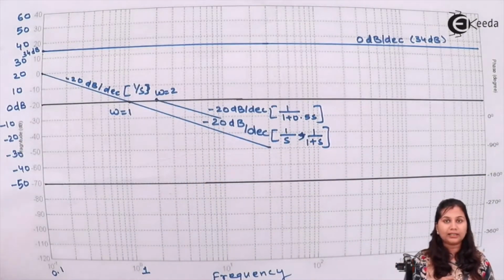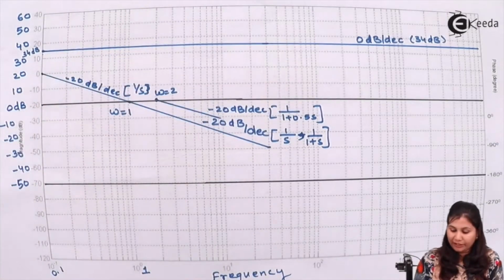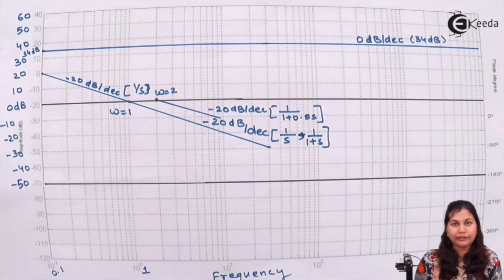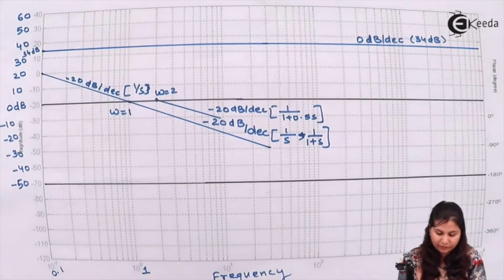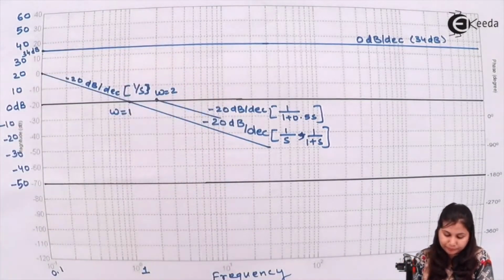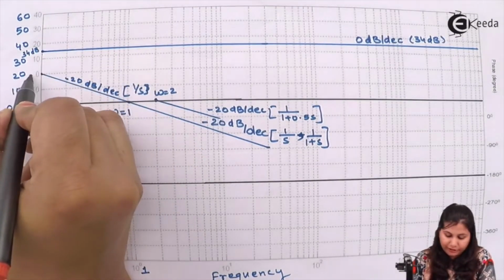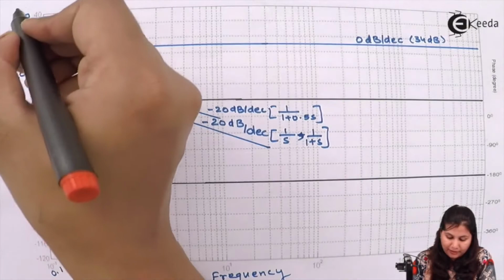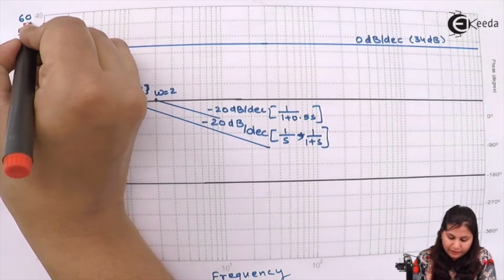Now draw the resultant magnitude plot. The resultant magnitude plot will be the sum of all these individual plots. We have individually plotted all the factors of the transfer function on the magnitude plot. Now we are going to sum up all these plots. So first here we have the magnitude as 0, here 20 dBs is the magnitude, here 34 dBs. So 20 plus 34, it will be 54. So our magnitude plot is going to start from the point 54 dBs.